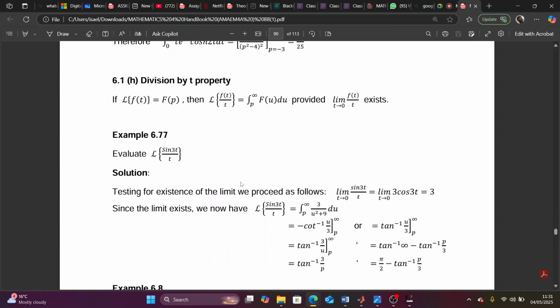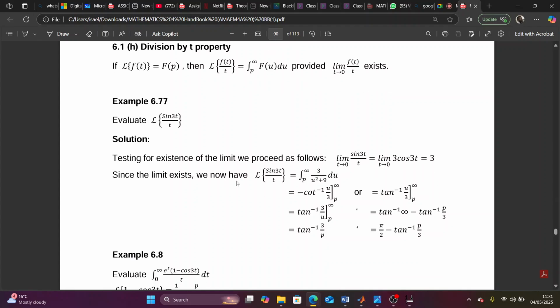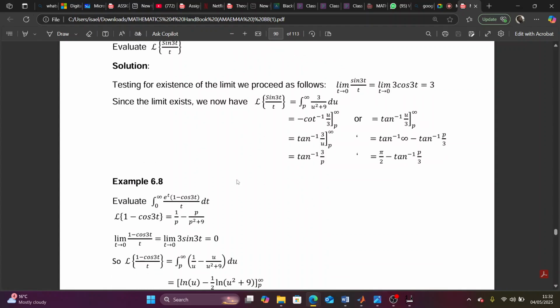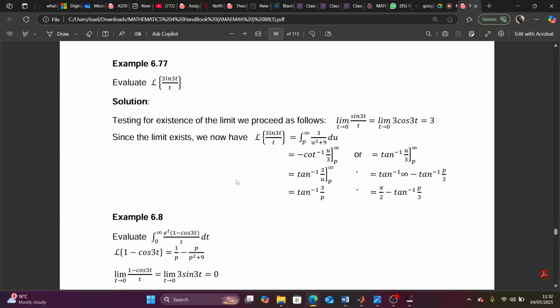Okay, we also have what we call division by chi. Division by chi is very, very important. This is even where most of the questions come from.